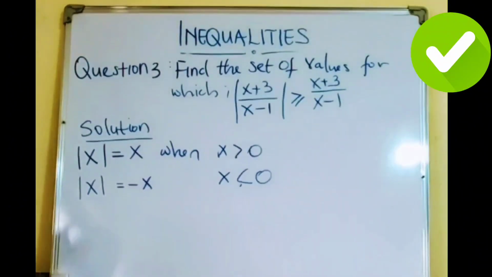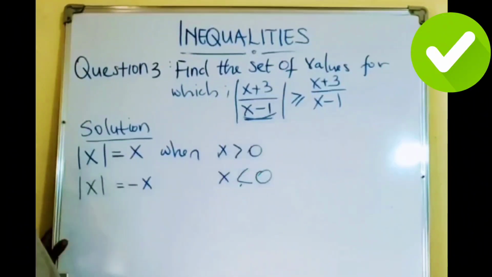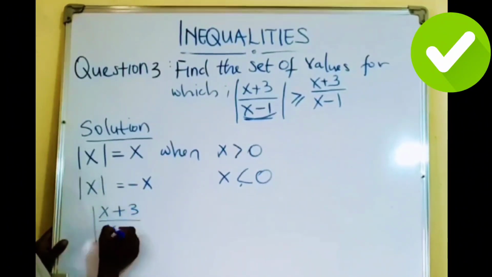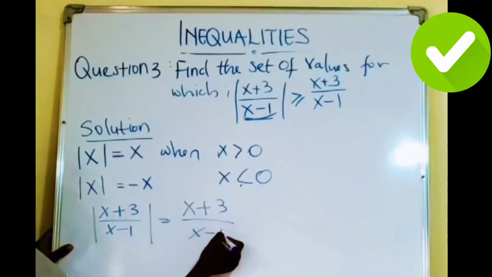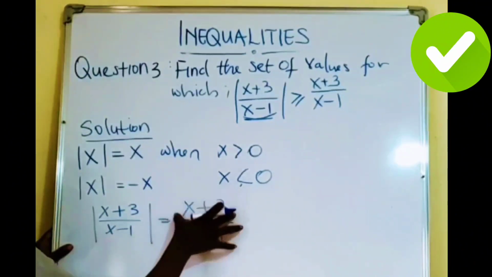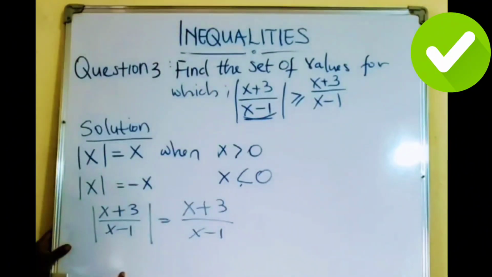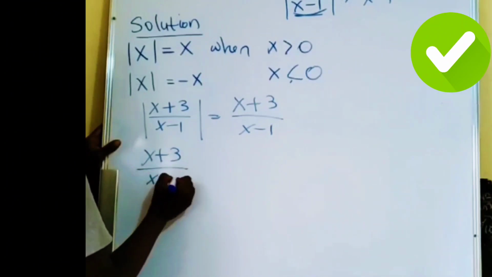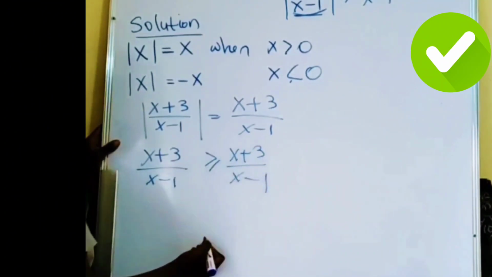So going by this first definition, if this is greater than 0, then the magnitude of (x plus 3) over (x minus 1) will be equal to (x plus 3) over (x minus 1). So we are going to substitute this in this inequality for our first option. So you have (x plus 3) over (x minus 1) greater than or equal to (x plus 3) over (x minus 1).